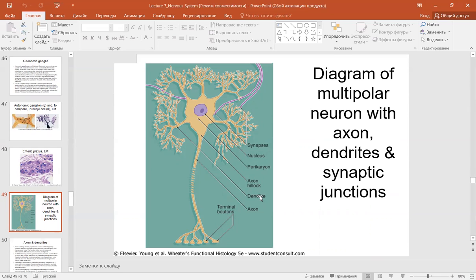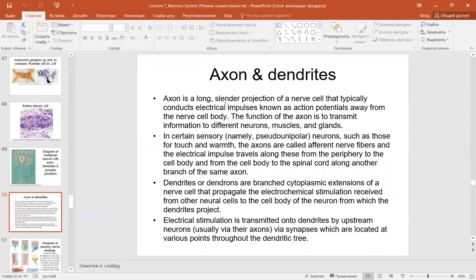Axons form terminal boutons. The long process is the axon. The short ramified processes are dendrites. And the synaptic junctions are shown here. We have the axon-dendritic junction, the axon-somatic junction or synapse, and here you have the axon-spinose, dendritic spinose synapse. So axon and dendrites, we discussed this topic in the nerve tissue segment of the lecture course.